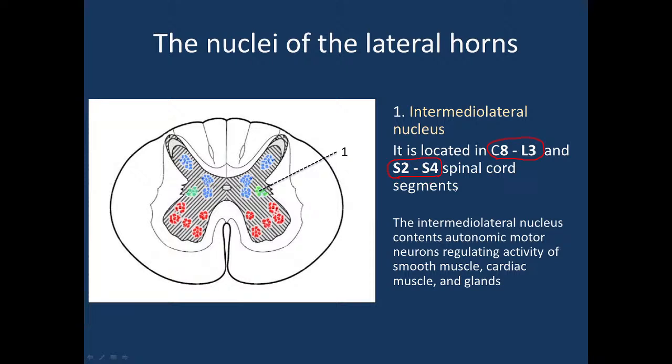sacral segments. I hope you remember that we designate segments with Latin letters, meaning the level of the segment. C means cervical, T, or sometimes TH, means thoracic segments, L means lumbar, S means sacral segments, and CO means only one coccygeal segment.